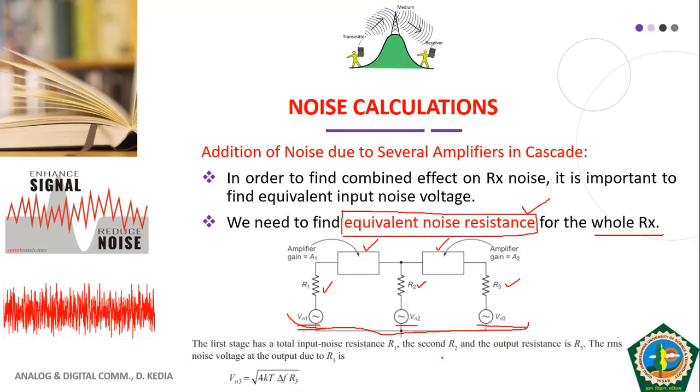Let us see. Here we have the first stage, which has input noise resistance R1, the second stage R2, and the third R3. We start from the output stage first. Here we have resistance R3 in series with the equivalent noise voltage Vn3. Vn3 is the square root of 4 kT delta F R3, the simple expression as we discussed in the previous slide. Let us see next.